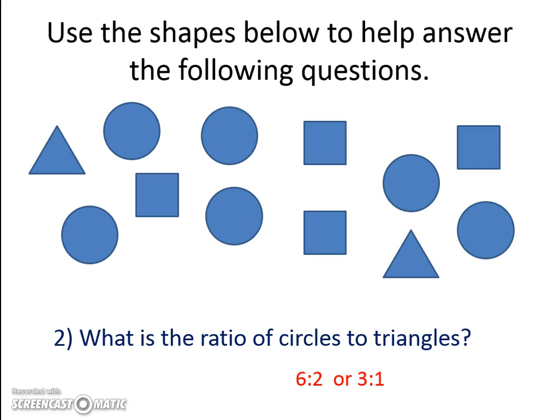Because if I divide 6 by 2, I get 3. And if I divide 2 by 2, I get 1. And I know that there is only one common factor, 1, between 3 and 1.